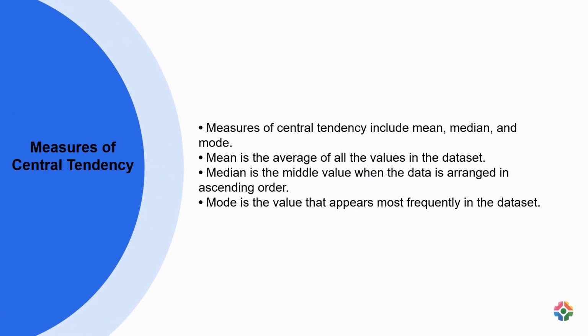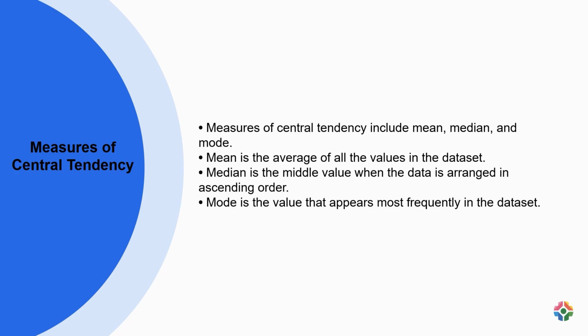Measures of central tendency are statistical measures that help to summarize a dataset. The mean is calculated by adding up all the values in the dataset and then dividing by the total number of values. For instance, if we have test scores of 70, 80, and 90, the mean would be 70 plus 80 plus 90, divided by 3, which equals 80.